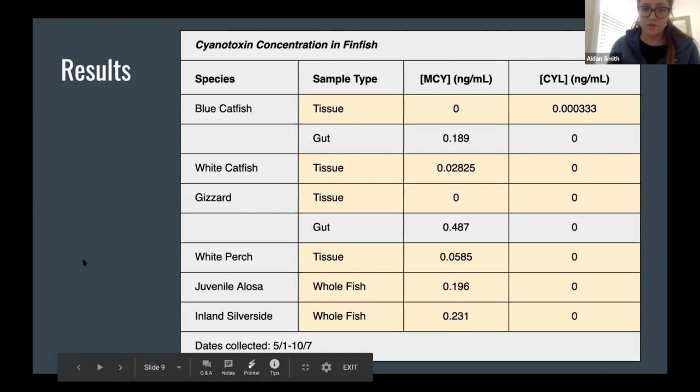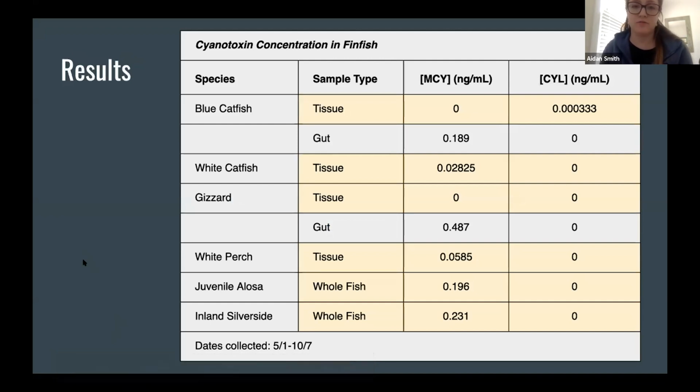And then this was the finfish that we were looking at. The previous graph was for the clams. The finfish overall exhibited significantly less toxin accumulation than the clams did. Maybe because the clams are filter feeders, we're not 100% sure. We're definitely going to need more data to establish that.